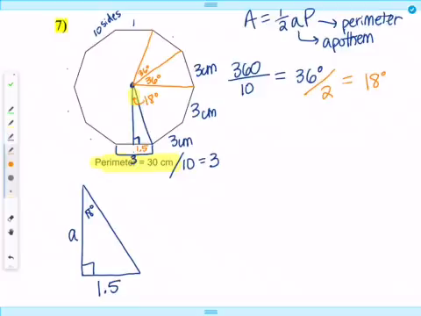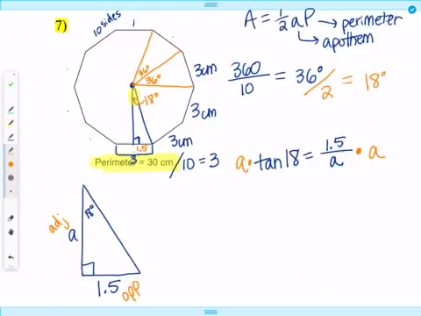So these problems almost always use tangent, and this is true in this case as well because we have opposite and adjacent. So we're going to set up tangent of 18 equals that 1.5 over our A, the apothem. So to solve this, remember when you have a variable in the bottom, you have to first get it out of the bottom. So we're going to multiply by A, and that's going to cancel on the bottom. So now we have A times tangent of 18 equals 1.5. Then I want to divide by tangent of 18.